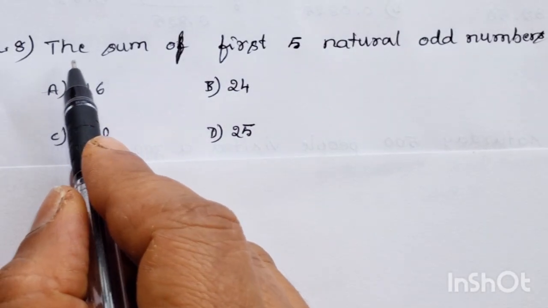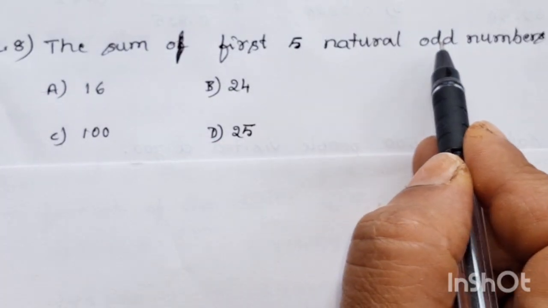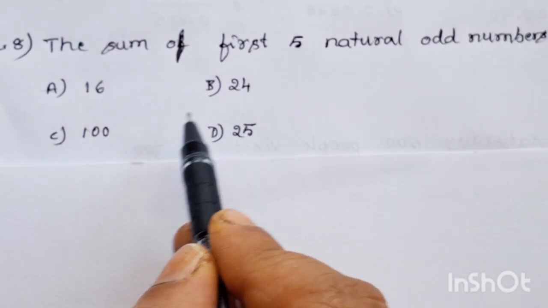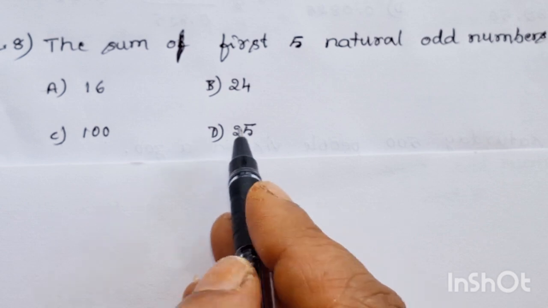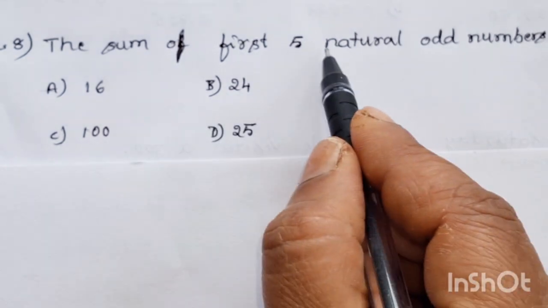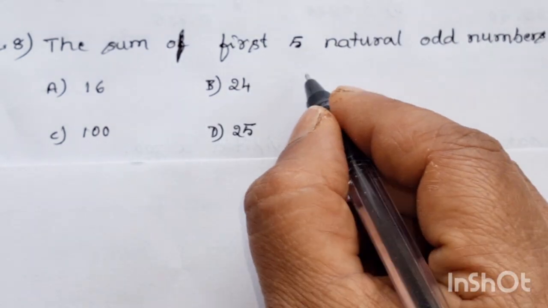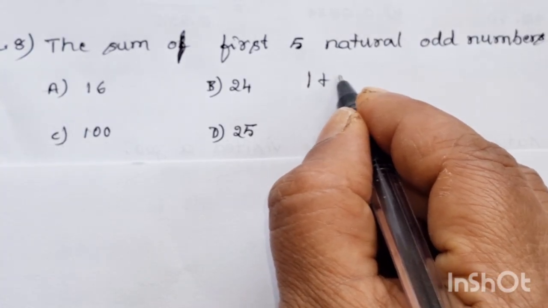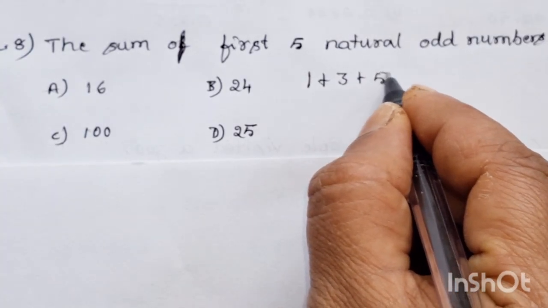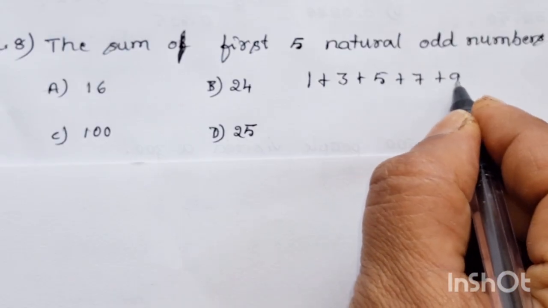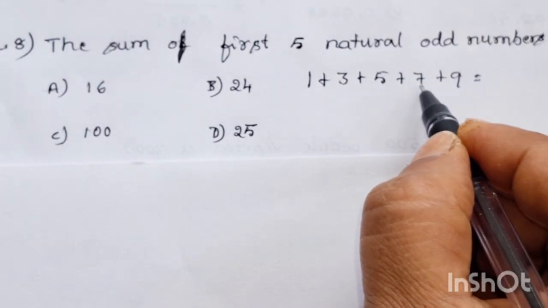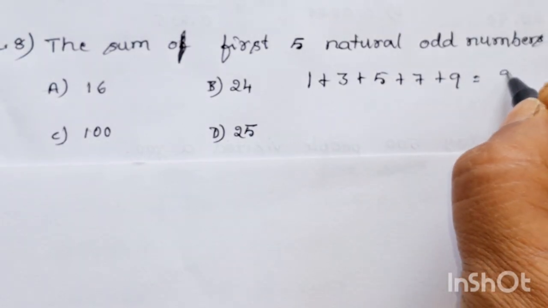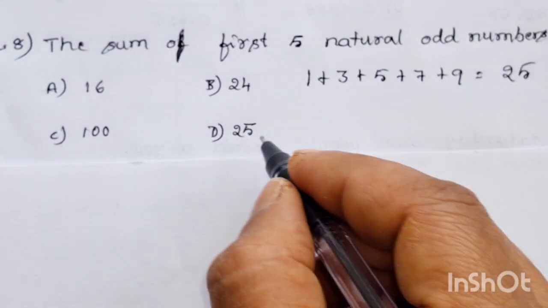Question number 8. The sum of the first 5 natural odd numbers is, options: 16, 24, 100 and 25. Now the sum of the first 5 natural odd numbers. Let us write the odd numbers. The first odd number is 1 plus 3 plus 5 plus 7 plus 9. The sum of these is 25. So the correct option is D, 25.